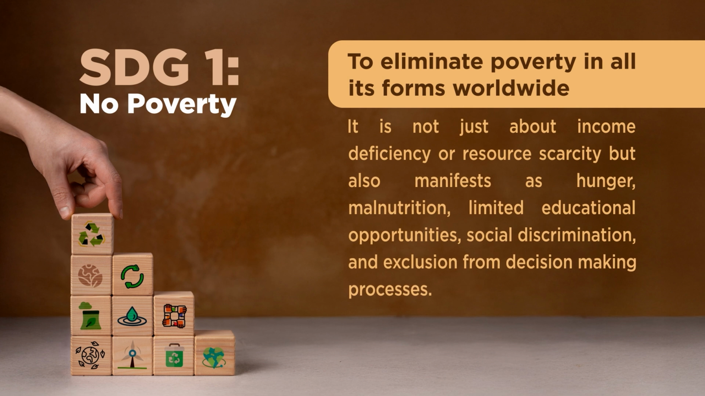And poverty is not just about deficiency of income or scarcity of resources. It also manifests as hunger and malnutrition. Having enough food doesn't mean it is nutritious, if you are not taking proper food. So malnutrition is also one of the indicators to look into. Another major cause is limited educational opportunities because of poverty. Then social discrimination happens. This is the two-way impact of poverty.